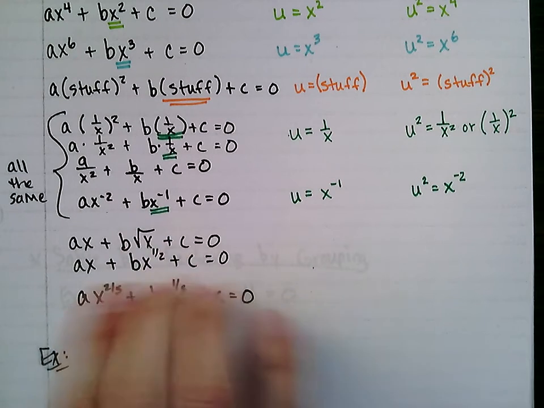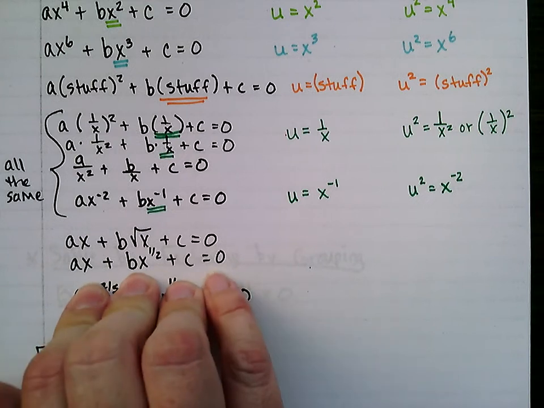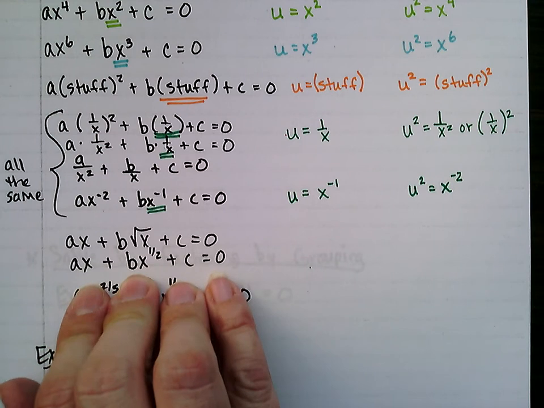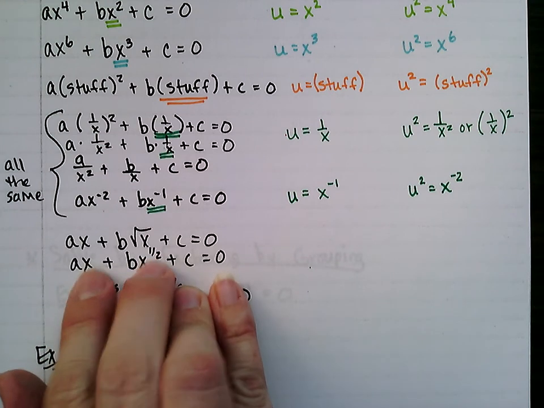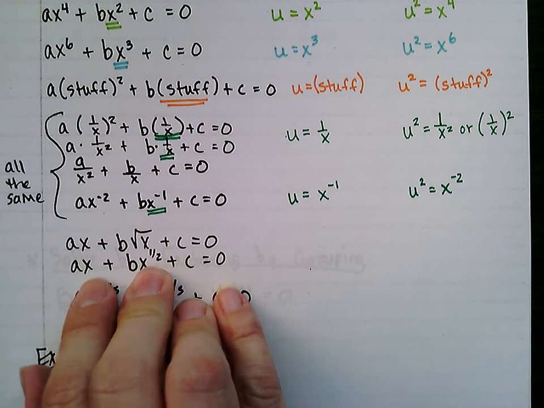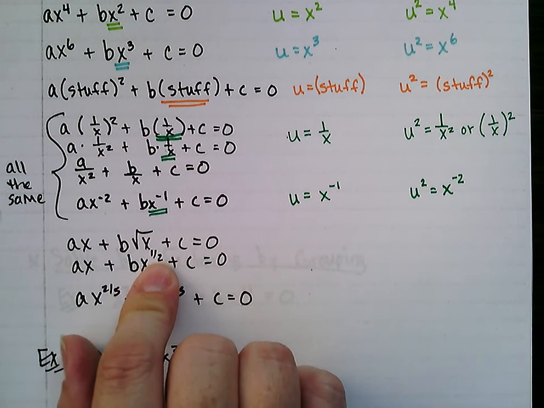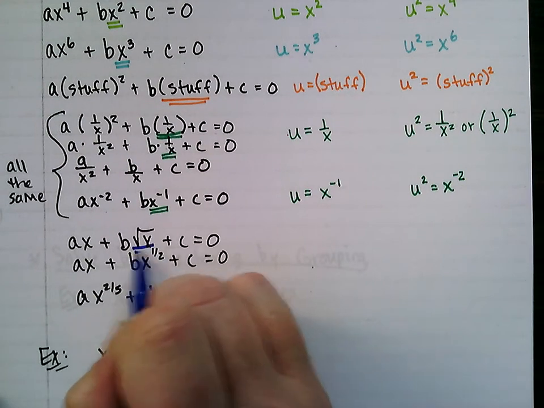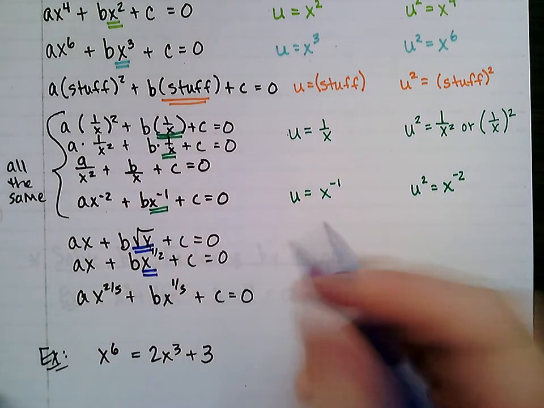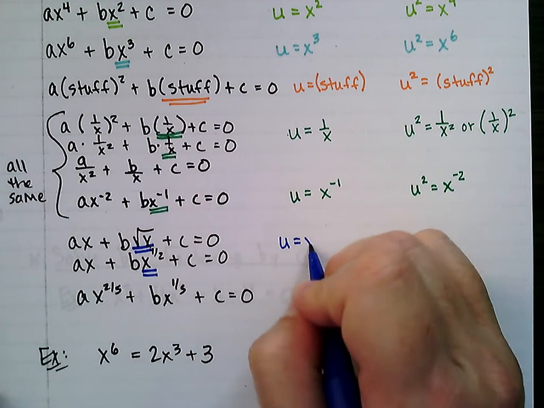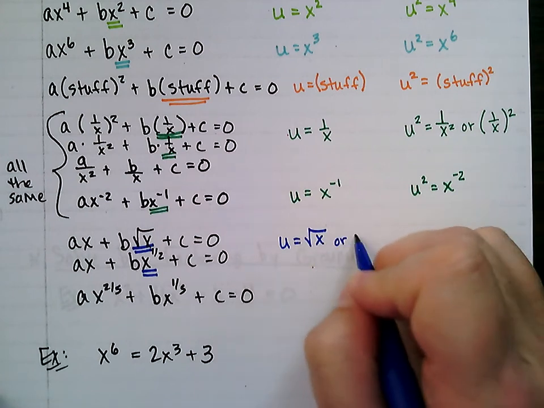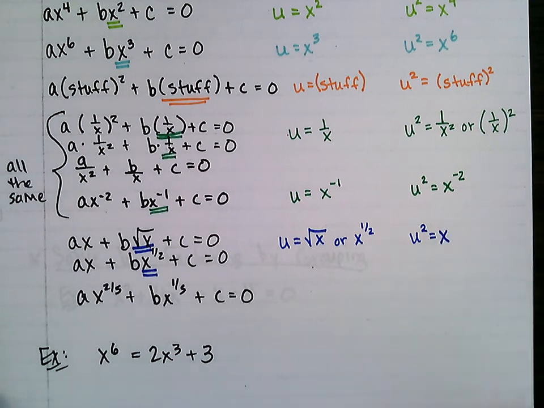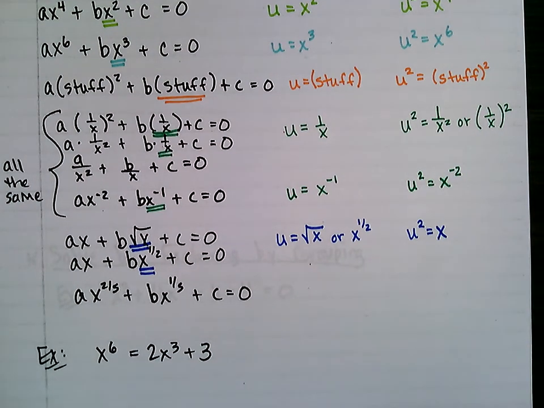These two are the same, ax plus b square root of x and ax plus bx to the 1/2. Notice that the exponent of 1 is twice as big as the exponent of 1/2. That square root means a power of 1/2. So in this case, this is going to be our u value. So u is going to be either square root of x or x to the 1/2. U squared is going to replace the x.